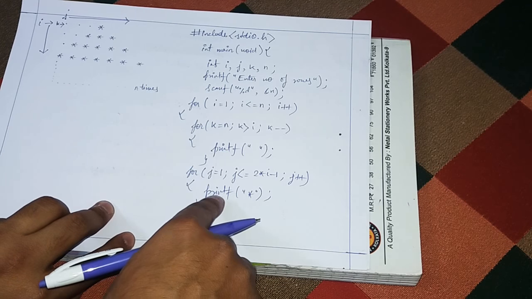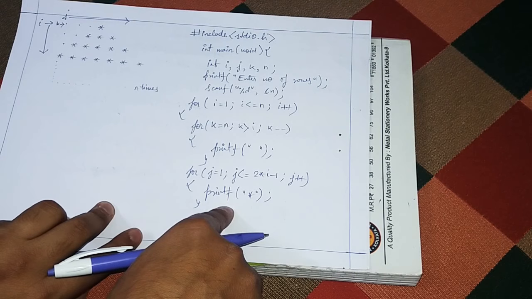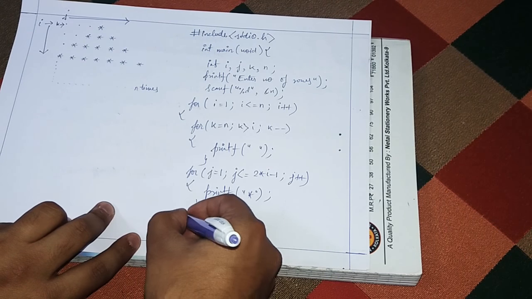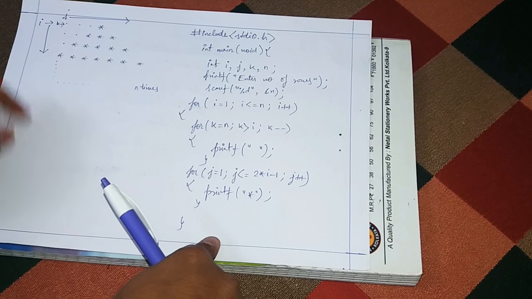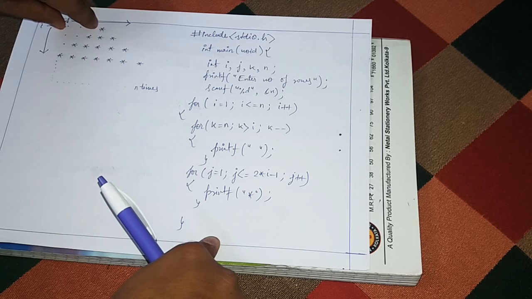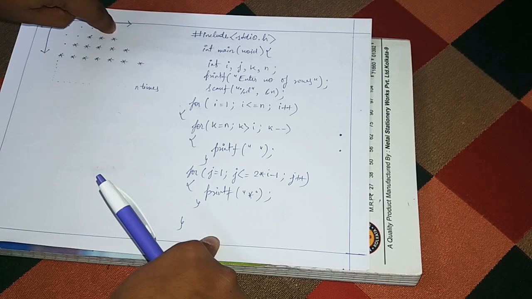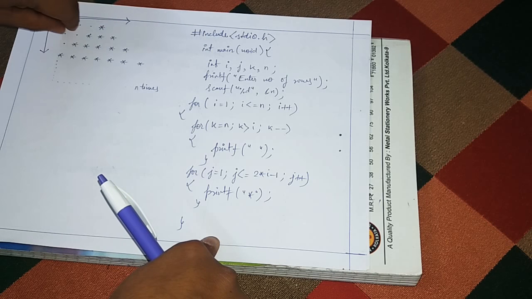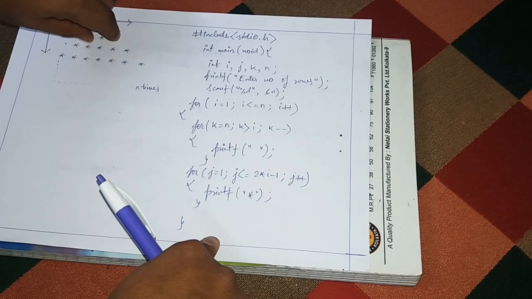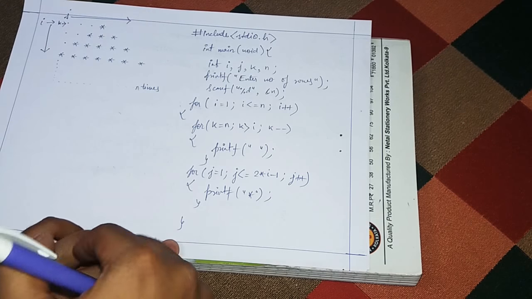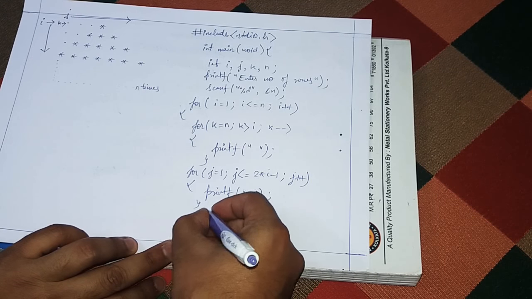Now after the j loop and before closing the I loop, we have to write one more statement. See, we have printed the number of spaces in one row. We have also printed the number of stars in one row, but then the cursor is still here. So we need to bring it to the next line so that it prints the spaces again and then the stars again. So for that we will write printf \n to bring it to the next line.